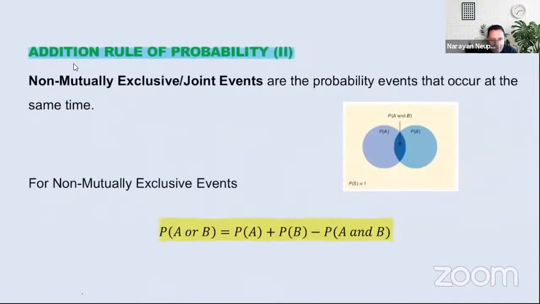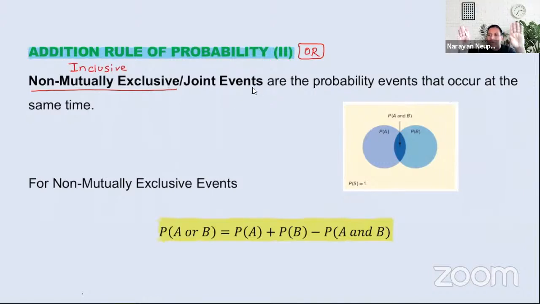Now we are going to move on to the second part of this addition rule. It's called the addition rule again, but this time it is the addition rule for non-mutually exclusive events, sometimes called inclusive events or joint events. Here also the keyword that you will see in the problem is "or." The other word for non-mutually exclusive is inclusive. So here we are looking for the probability of an inclusive or joint event.